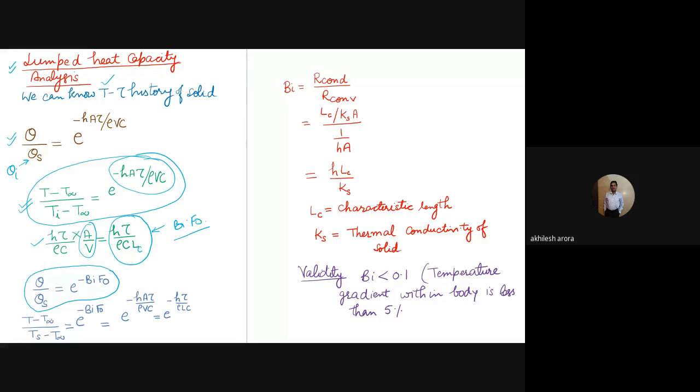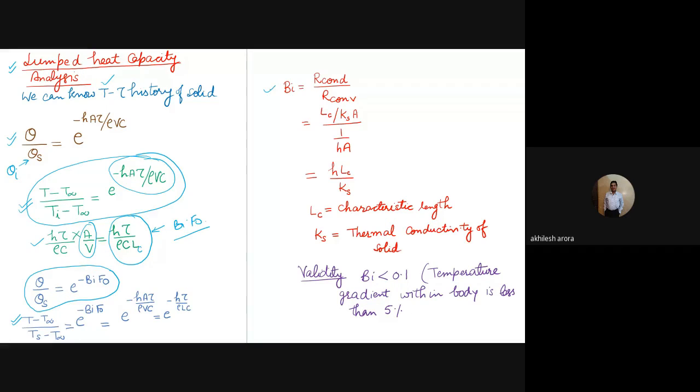So once again, somewhere I have used Ts, somewhere I have used Ti. It is one and the same thing here. Like in the last expression, where I have written Ts, it is Ti only. So T minus T infinity divided by Ts minus T infinity is equal to e raised to power minus Biot number into Fourier number, and we can write it in different manners. Now, what exactly was the Biot number and what is its importance in lumped heat capacity analysis? We discussed this in the last class also.